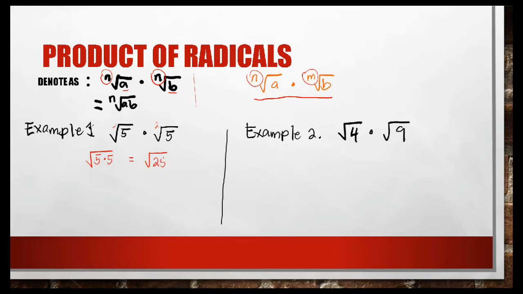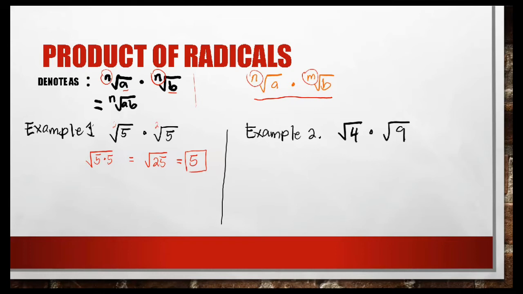And as we know that 25 is a perfect square, therefore the square root of 25 is equal to 5. So this will be our final answer. So this is for the example number 1. So now, let's proceed with example number 2.